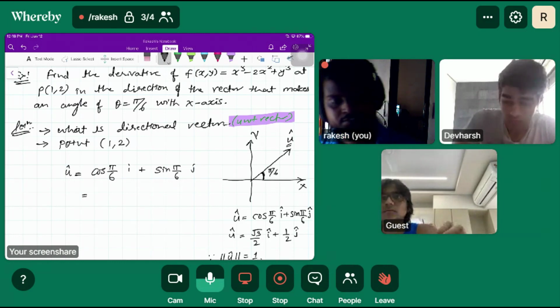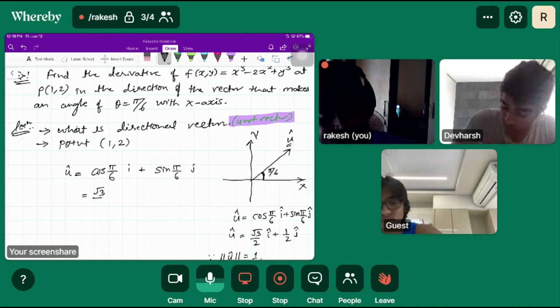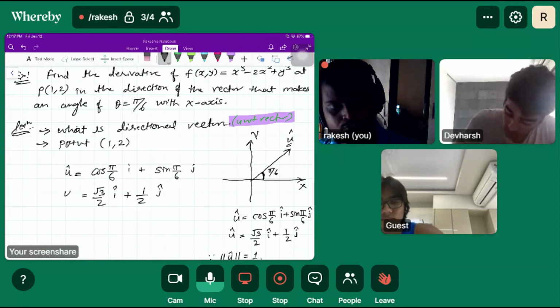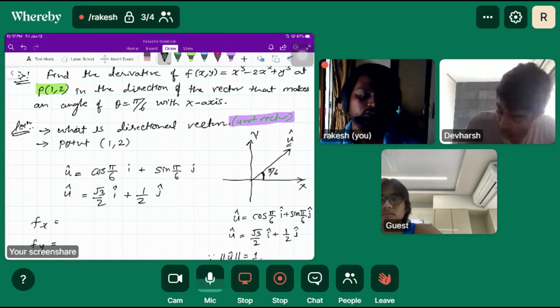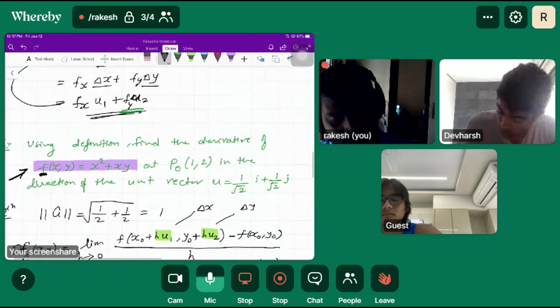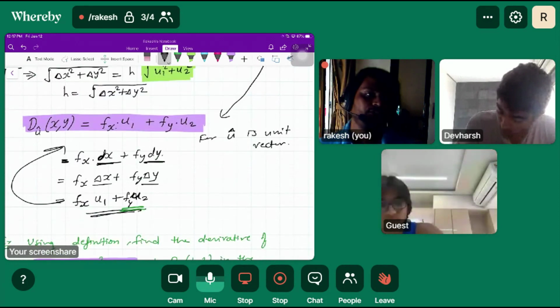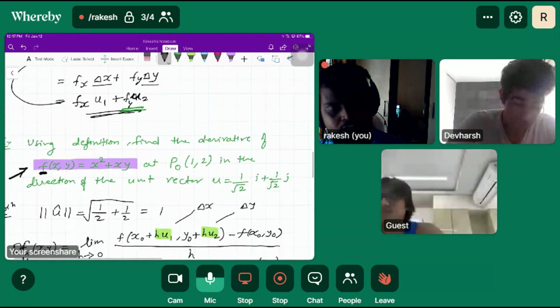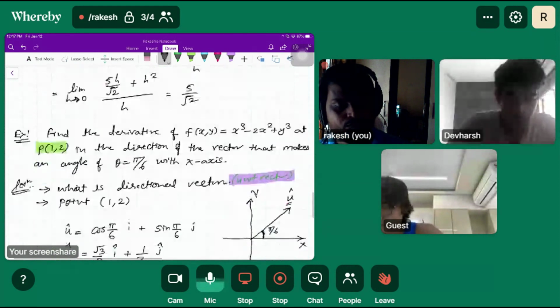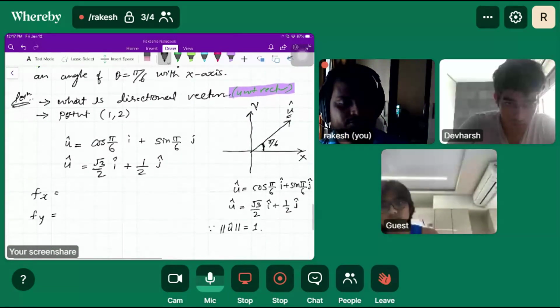Hurry up. Find out fx. So this is basically root 3 by 2 i cap plus 1 by 2 j cap. This is a unit vector. Done. Now we know the point also. The point is (1, 2). Now I just need two things, fx and fy. Can you recall the formula? The directional derivative at point (x, y) is nothing but fx times u1 plus fy times u2. So you have to find fx and fy. Am I too fast, or can you understand?